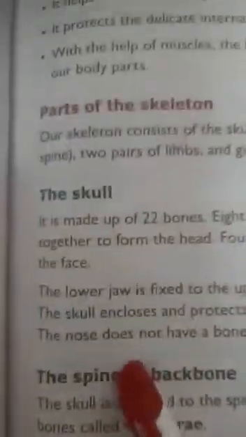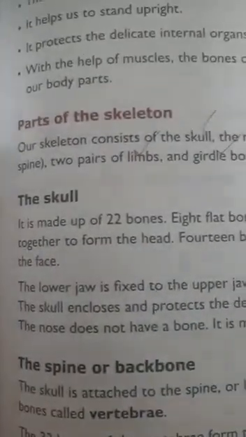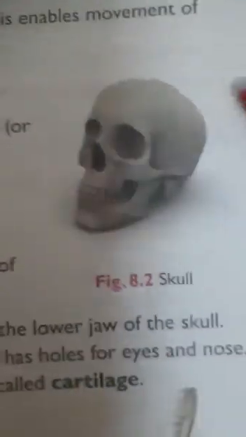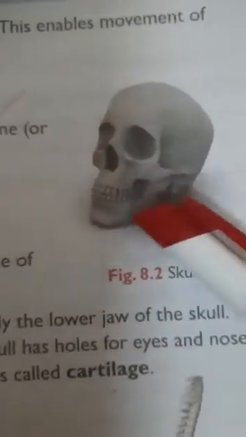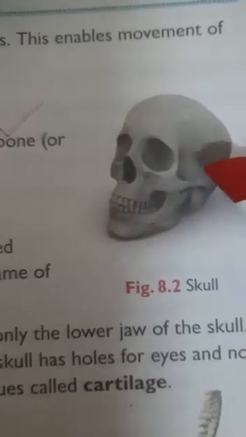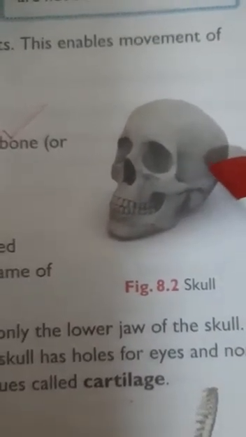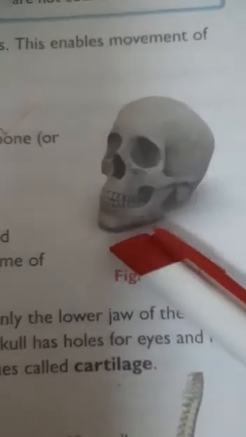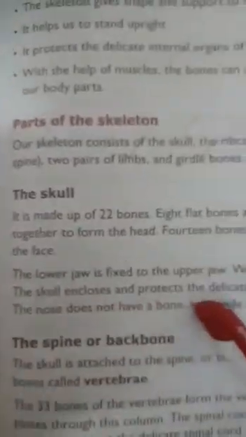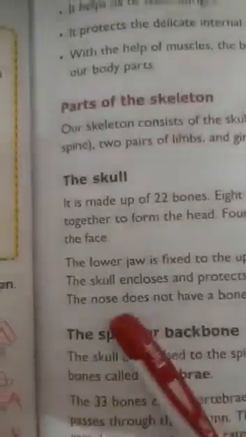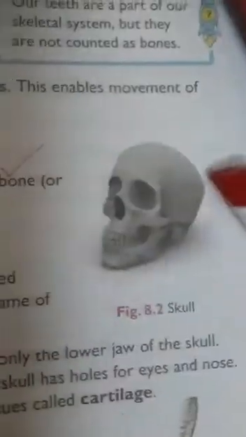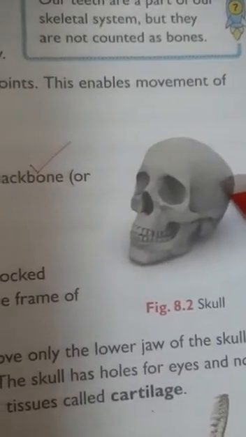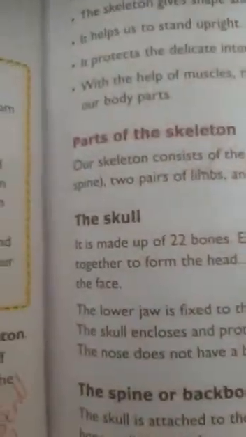The lower jaw is fixed to the upper jaw. Here you can see in the skull, this is the upper jaw and lower jaw. Children, of all the bones in the head, only the lower jaw is movable. No other bone can move up and down or right or left. The skull encloses and protects the delicate brain.